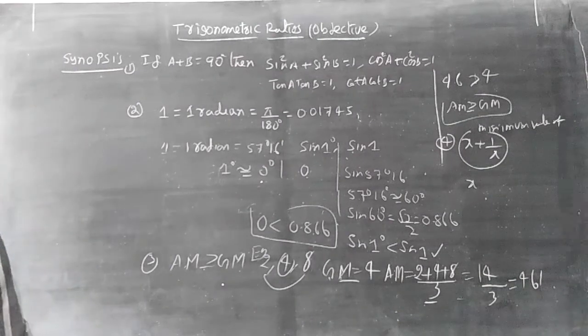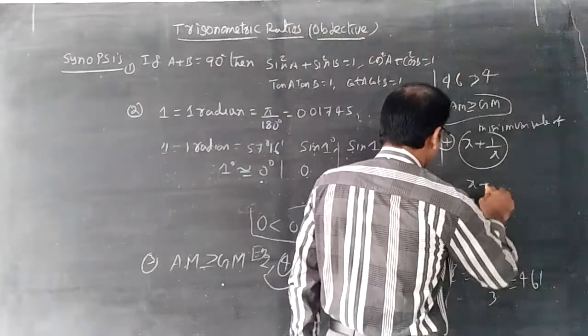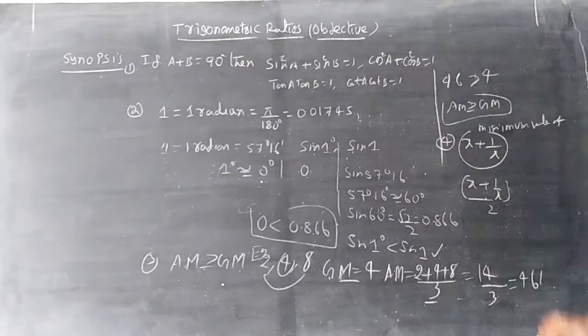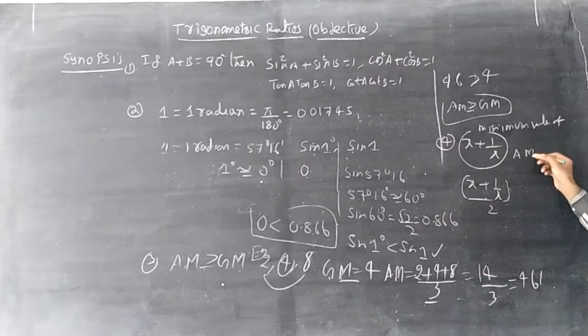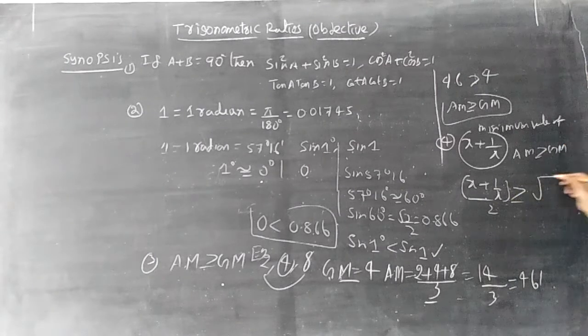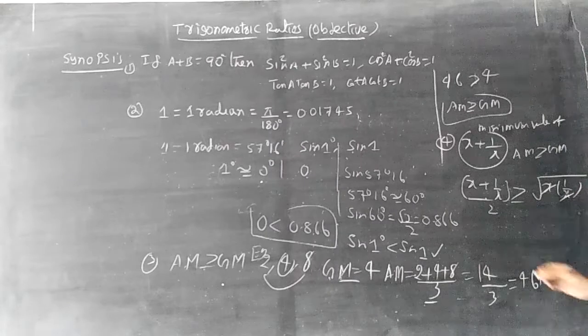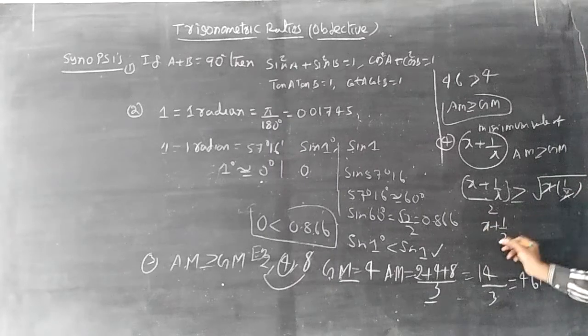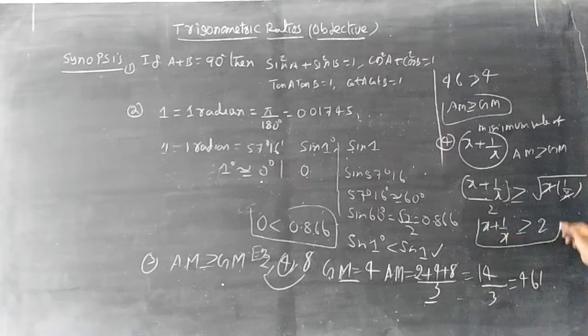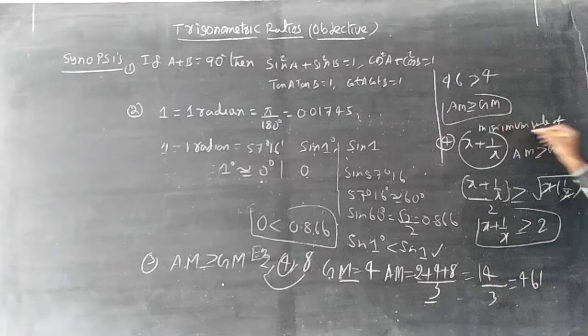So what is the arithmetic mean between the two terms? Here you can understand, x plus 1 by x whole by 2, because there are two terms. We are applying the concept AM greater than or equal to GM. The geometric mean is the square root of x into 1 by x. x and 1 by x get cancelled. So x plus 1 by x is greater than or equal to 2, because this is root 1. So what is the minimum value here? The minimum value of x plus 1 by x is equal to 2.